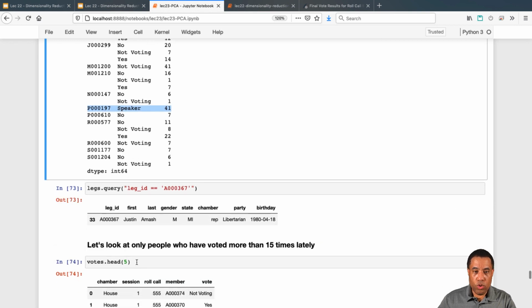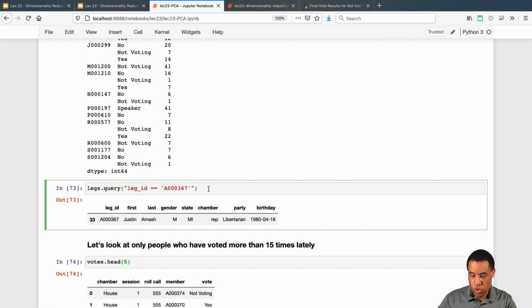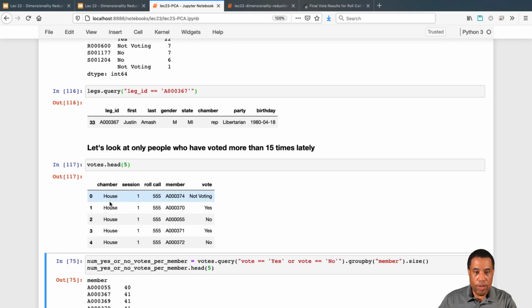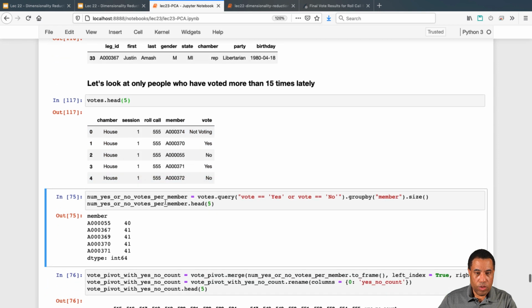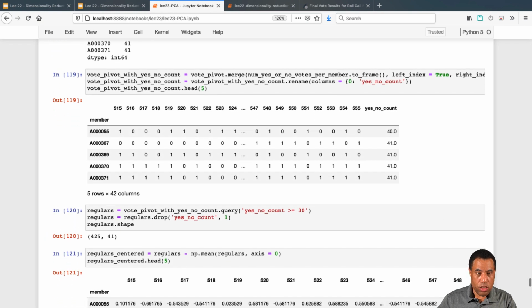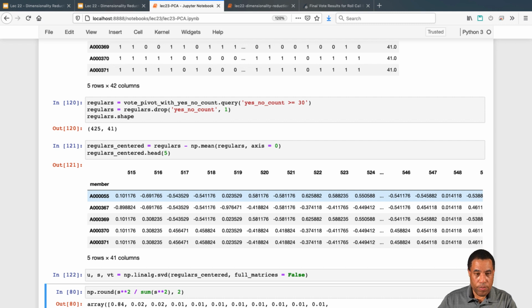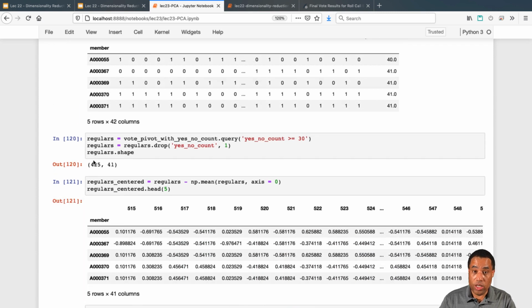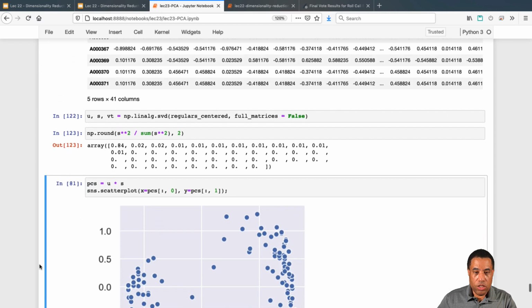So let's look at the people who have voted more than 15 times. Okay, and so if we look at that, now we're going to have some helper functions to help me. So we're going to now look at just the regulars. And what we can see here, so we went from 441 members to 425. Still have 41 votes, but we've now reduced the number of people that we're going to look at to the people who vote on a regular basis, as opposed to the people who are not voting. Okay, so now we can plot our scatter plot.